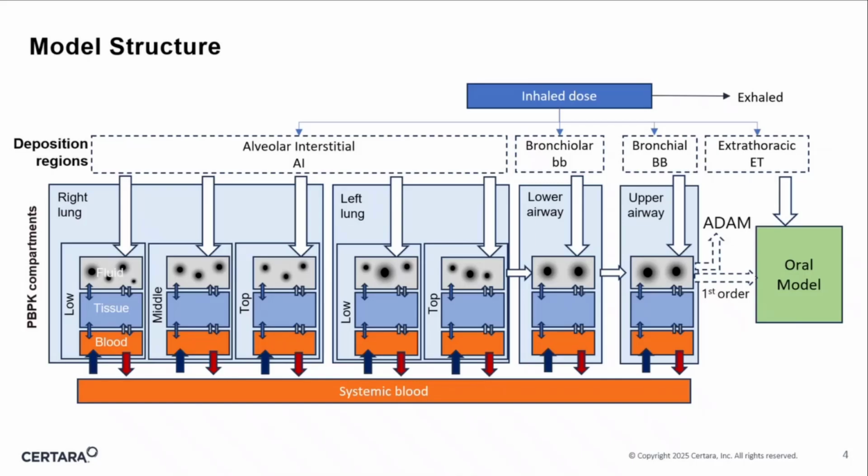If the first order oral model is being used, then it's assumed that what's cleared by mucociliary clearance is deposited in the mouth-throat and then transferred to the oral model. But if ADAM is being used, then it's assumed that the mucociliary clearance from the upper airway is the compound's lost route.